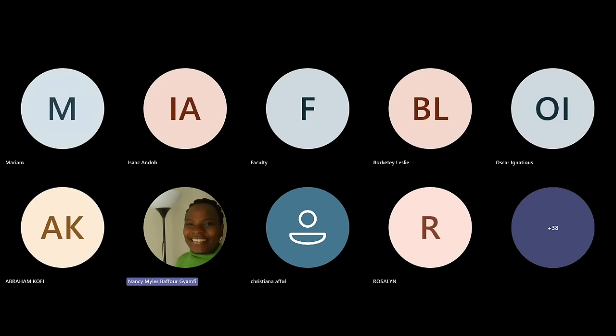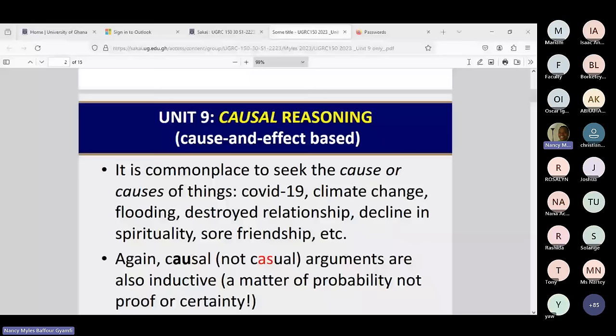This is UDRC 1, Critical Thinking and Practical Reasoning. My name is Dr. Nancy Miles Balfour GMT, and I'm doing this together with my TA, Lady Lucy. We are going to help you through the unit that discusses causal reasoning, one of your exam units that you should take particular note of.